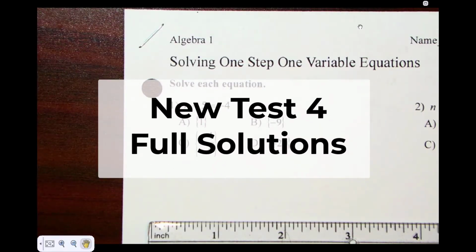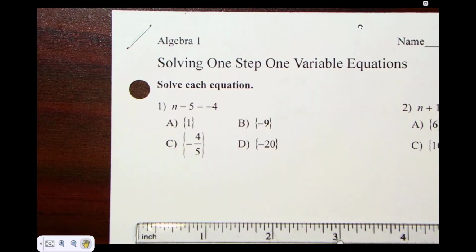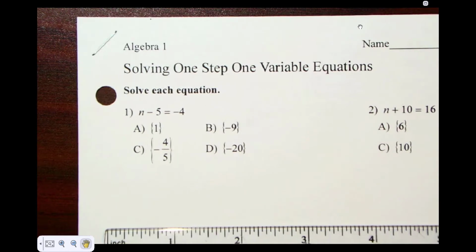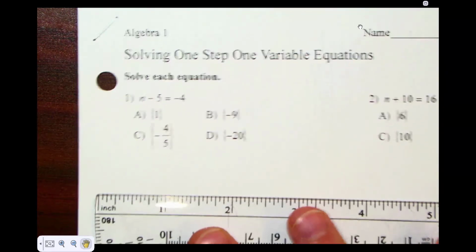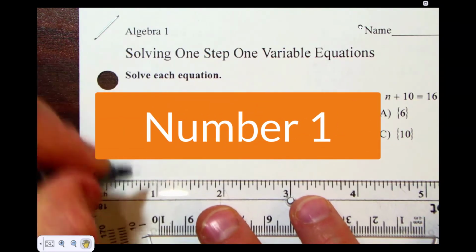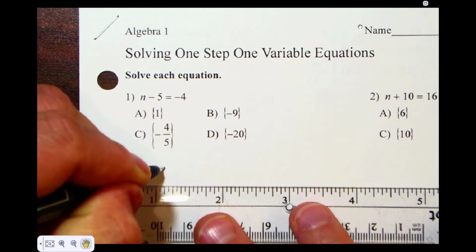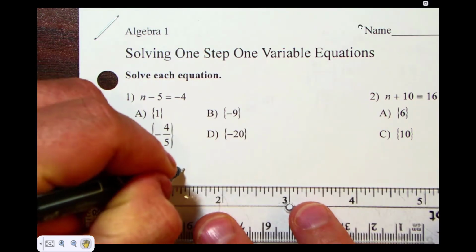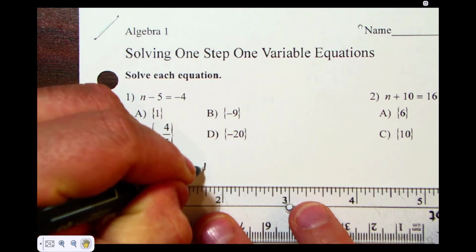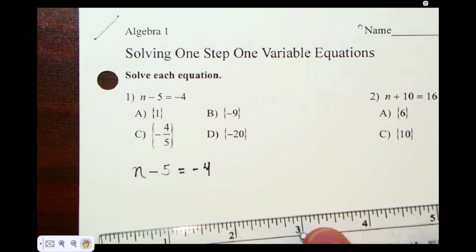All right, ladies and gentlemen, here are the solutions to the solving one-step, one-variable equations for Algebra 1, starting with number 1. n minus 5 equals negative 4. Okay?